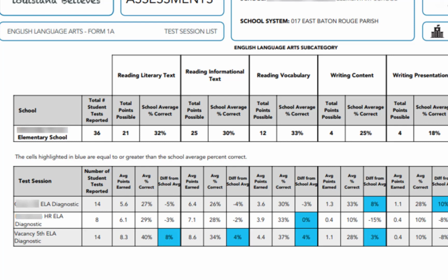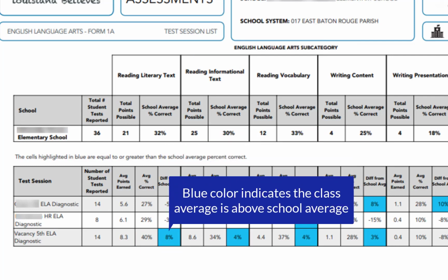So the 8% means that the school average for that reporting category, reading literary text, was 32%. This teacher's students' average was 40%. So 40 subtract 32 is 8. So that's how you get that 8%. And whenever it's above the school average, it's going to be in blue, and it's going to be positive.